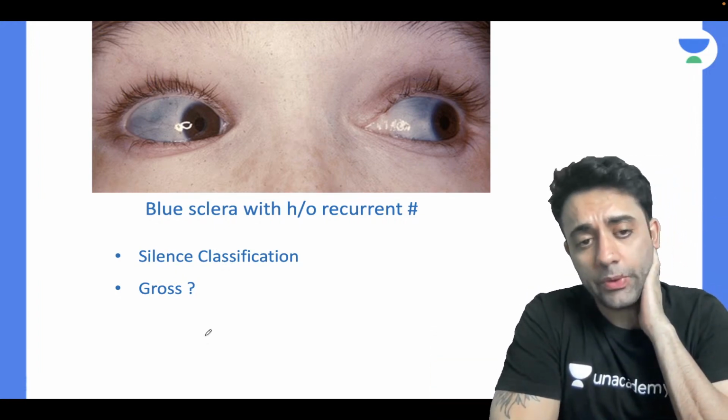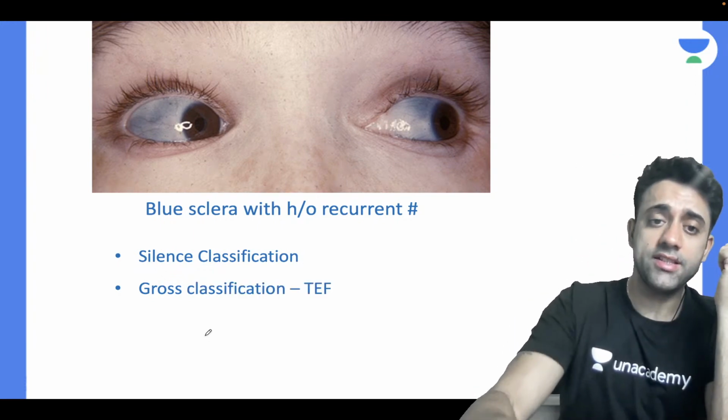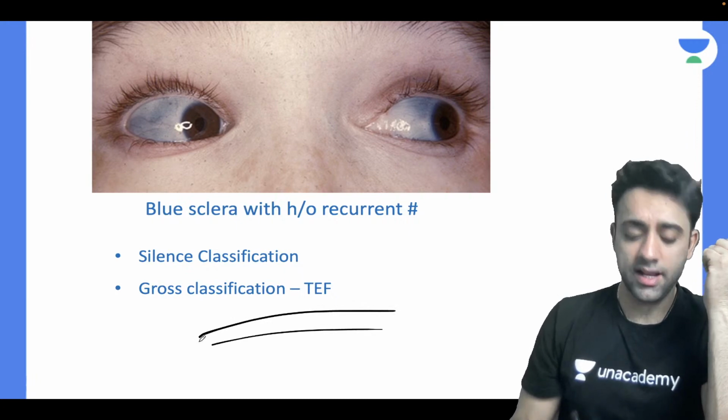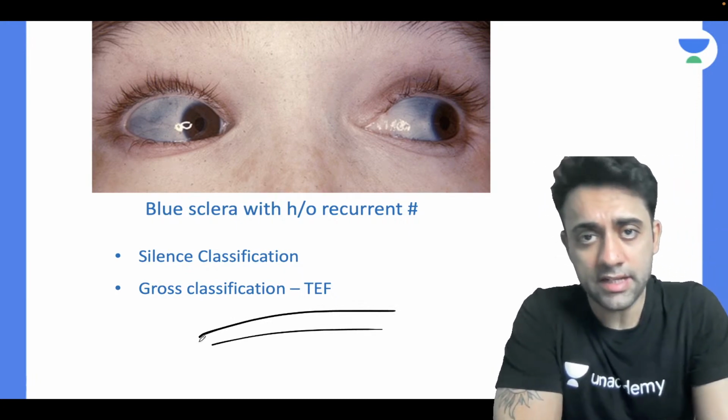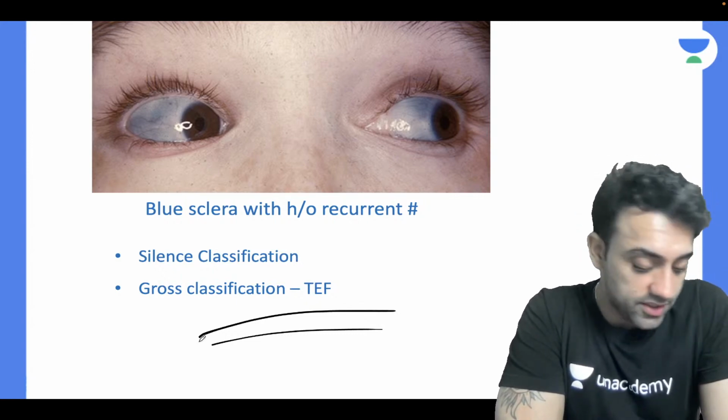Exactly. So where do you see gross classification? Yes Swaraj, Rashmi, the answer is TEF. I have taken a proper 1 hour class on tracheoesophageal fistula, right? So yes, TEF is very important. The name of the classification for TEF, this you are not answering, okay?